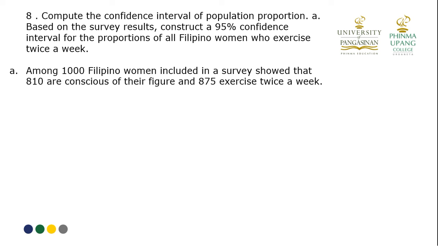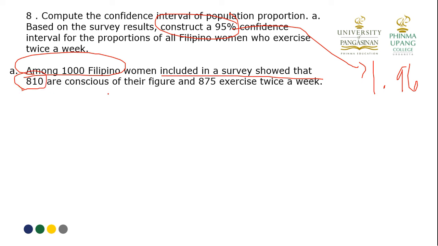Next, number 8. Compute the confidence interval of the population proportion based on the survey results. Construct a 95% interval, which means 1.96 again. Among 1,000 Filipino women included in a survey, 810 are conscious of their figure and 875 exercise twice a week. What is the question here? Women who exercise twice a week.